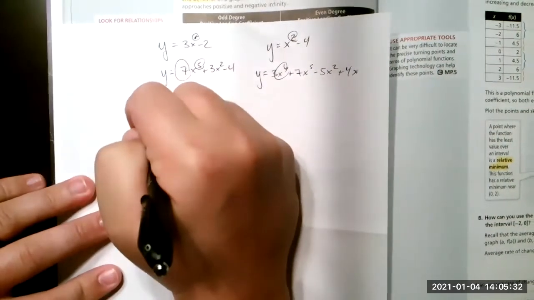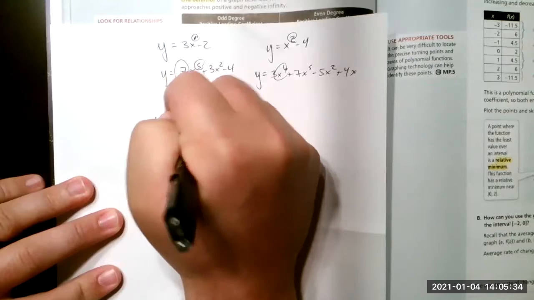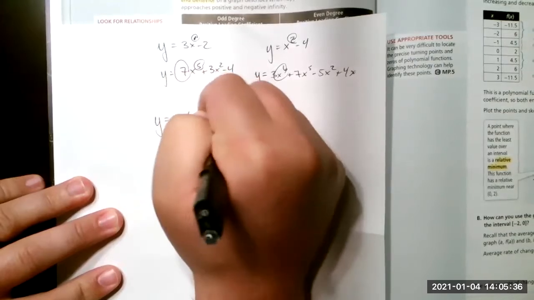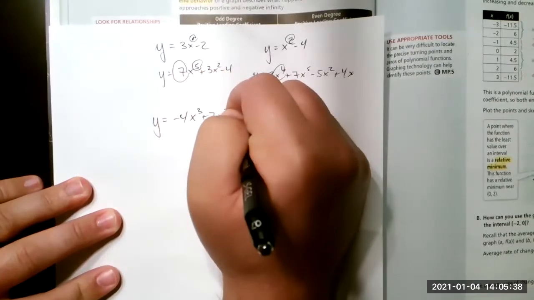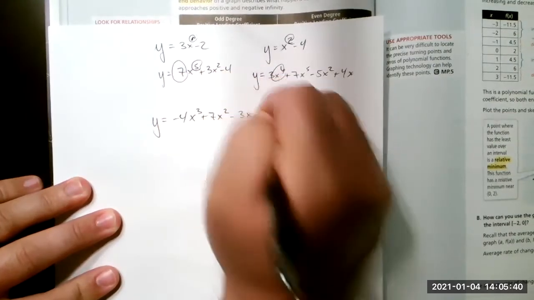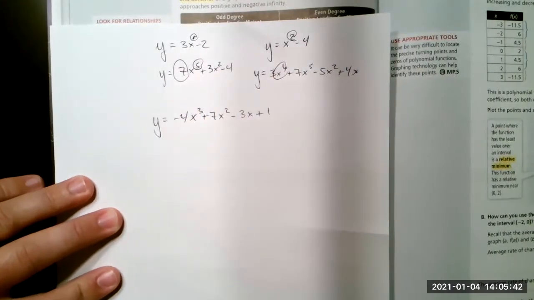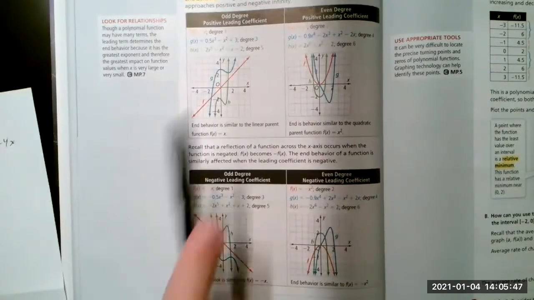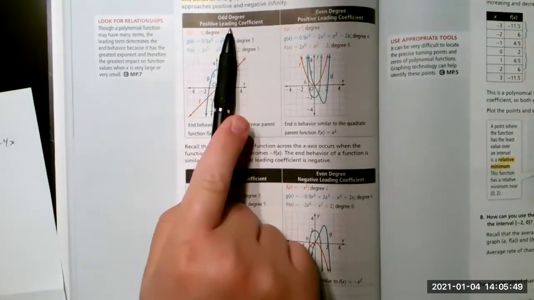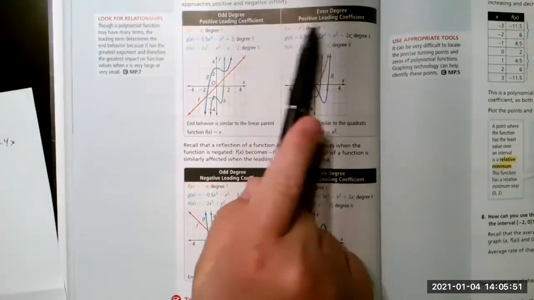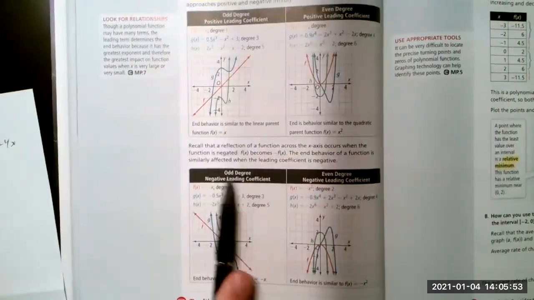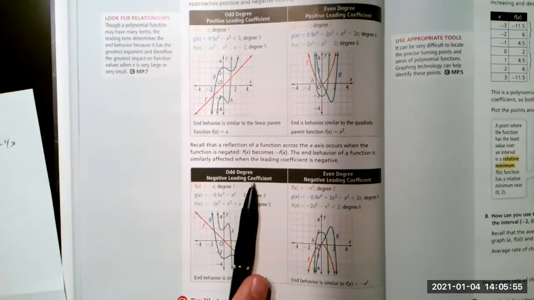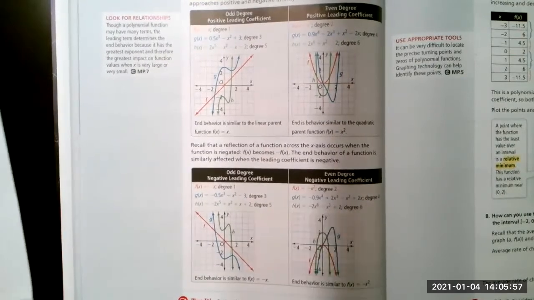Let's make up some other ones. How about y equals negative 4x cubed plus 7x squared minus 3x plus 1, right? So out of these 4 options that they have here on this table, it can be an odd degree with a positive leading coefficient, even degree with a positive leading coefficient, odd degree with a negative leading coefficient, even degree with a negative leading coefficient.